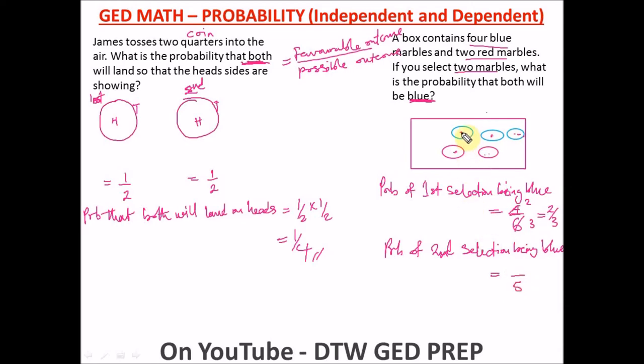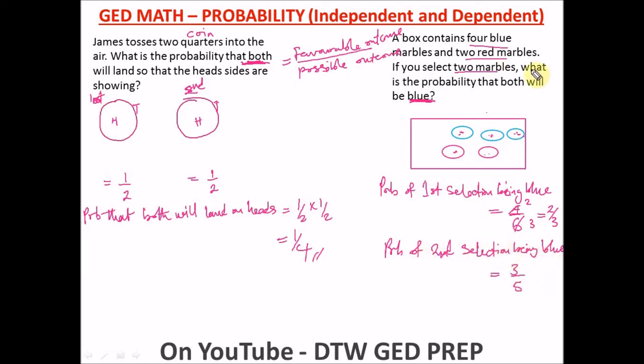And how many blue do we have left? Our favorable outcome is what? The blue ball, because we're looking at the probability of the second selection being blue. We just have how many blue left? 1, 2, 3. So we have 3. So you can see why this is called a dependent probability, because one operation affects the events of the others. Okay? So this is the probability of the second selection being blue.